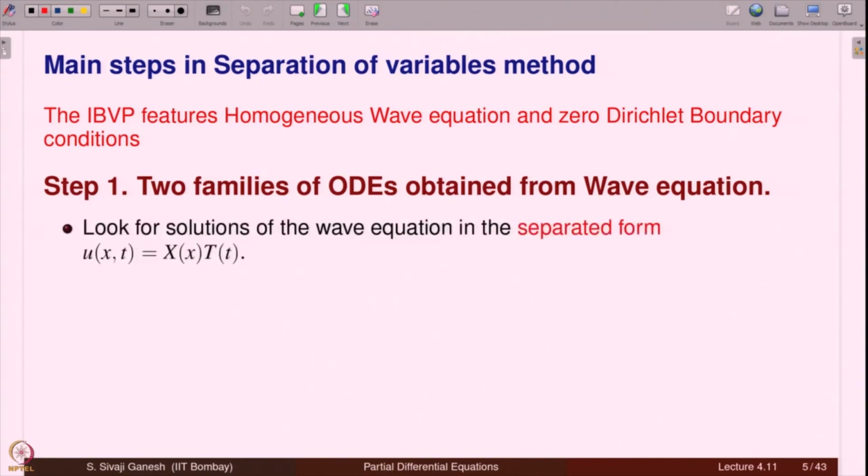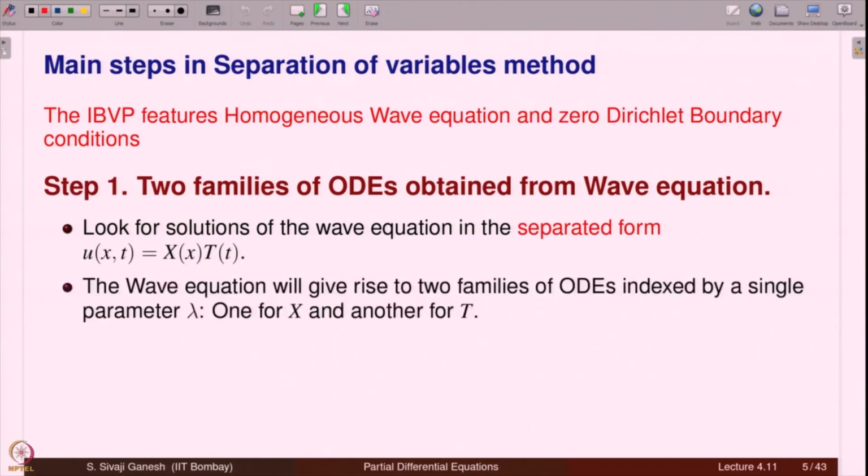Look for solutions of the wave equation in the separated form, that is, u of x, t is not any arbitrary mix of x and t, but it is a product of a function of x and a function of t. Such solutions are known as solutions in the separated form. The wave equation will give rise to two families of ODEs indexed by a single parameter lambda, one for x and one for t. Now, from solving PDEs we are reduced to solving ODEs, which are considerably easier than PDEs.